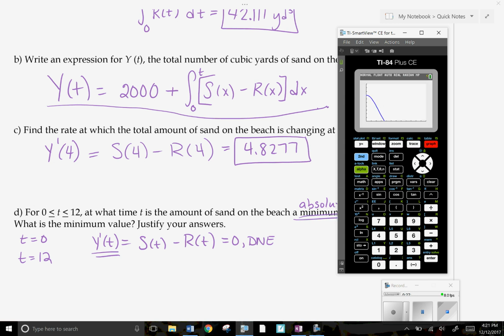Here comes r. I said 7 to 1, I meant 7 to negative 1. Sorry. And there's s. And it crosses, holy cowabunga, it crosses 3 times.